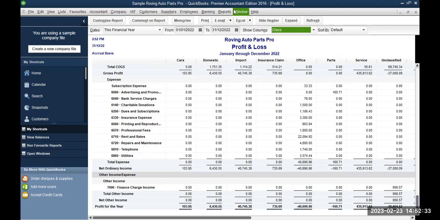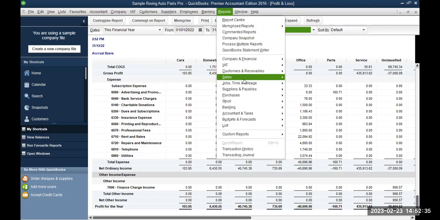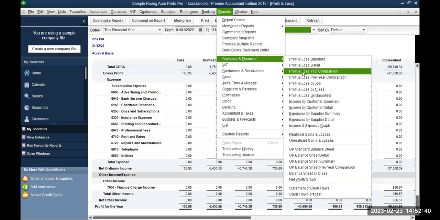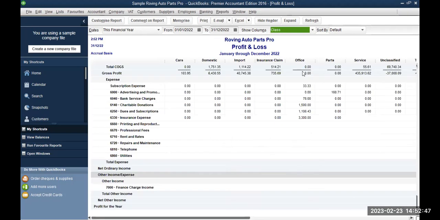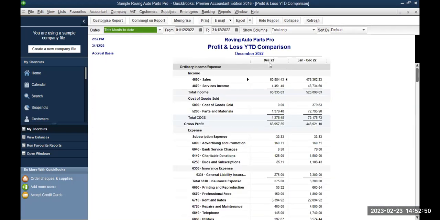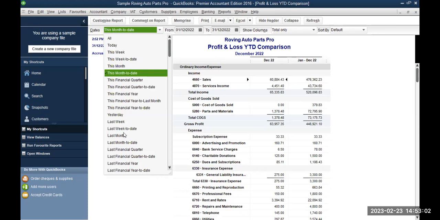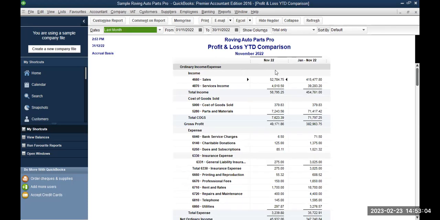But you can also, if we go back to the report window under reports, where is that? Company and financial, we can see profit and loss year-to-date comparison. So this one is comparing, assuming I'm in a particular month, which month. If this one is picking the month of December, it is showing December compared to January to December. If I chose to look at a previous month, it will show the performance of November only, but also cumulatively January to November.